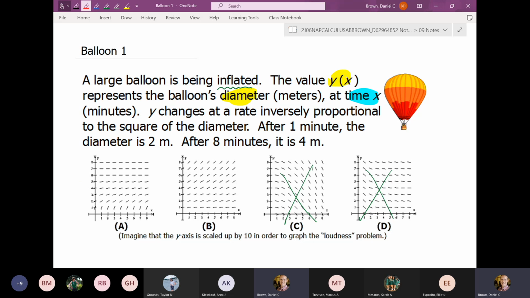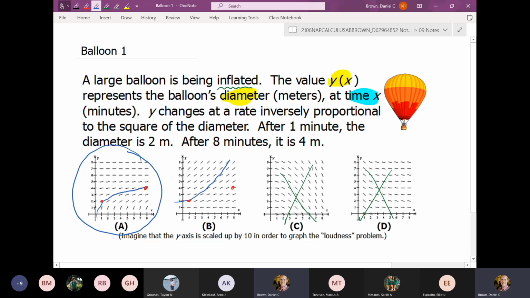We do have some initial conditions. After 1 minute, the diameter is 2. After 8 minutes, the diameter is 4. Knew it was already increasing. Now we just want to find the one that's the best match. Looking at B, you can see that that's a pretty steep one. You miss the 2 initial conditions. The one at A is much more gradual. It makes a lot more sense.